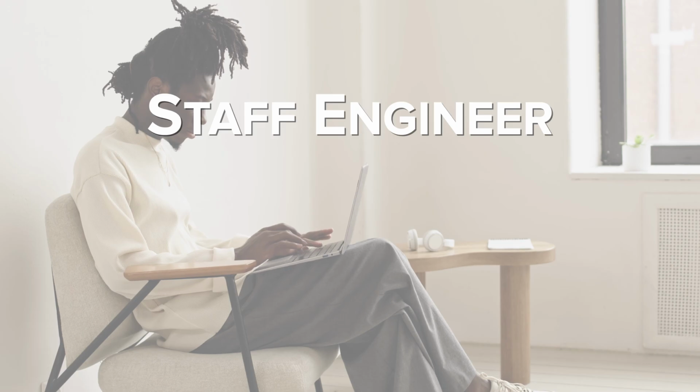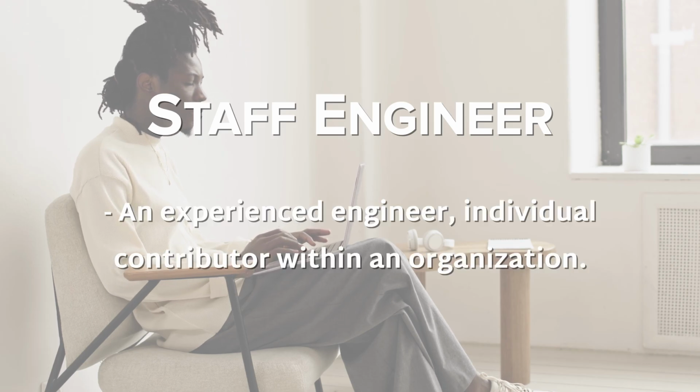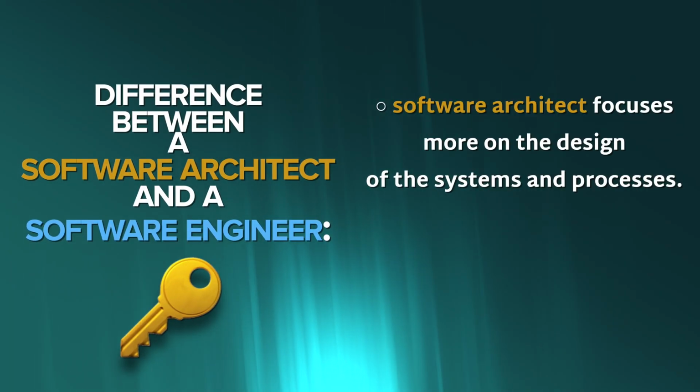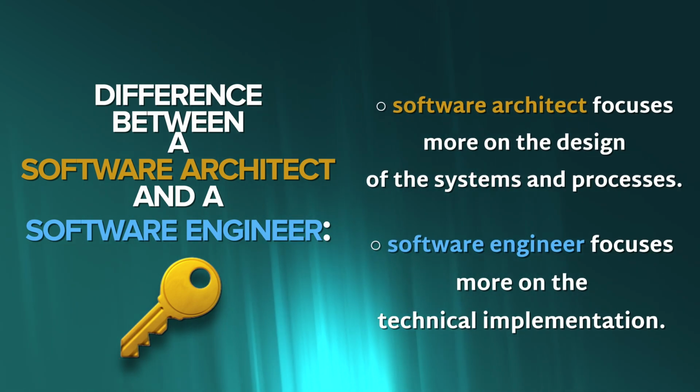The staff engineer, in my experience, is usually just an experienced engineer, individual contributor within an organization. The key difference between a software architect and a software engineer is that the former focuses on the design of the system and the processes, while the software engineer focuses more on the technical implementation.